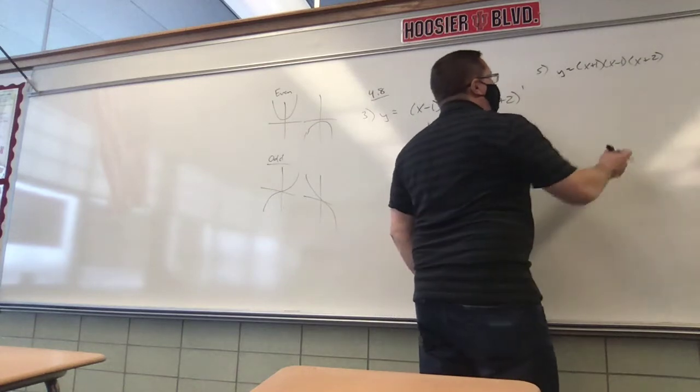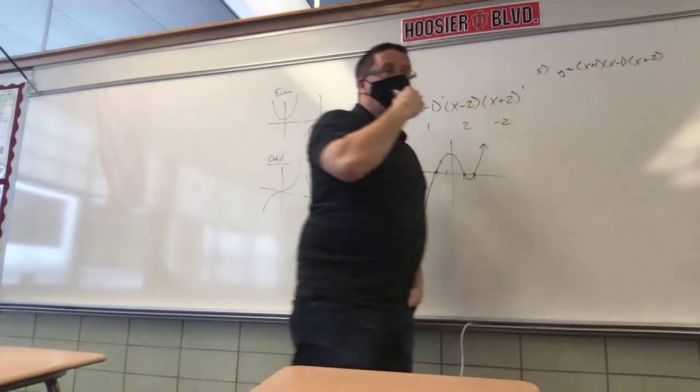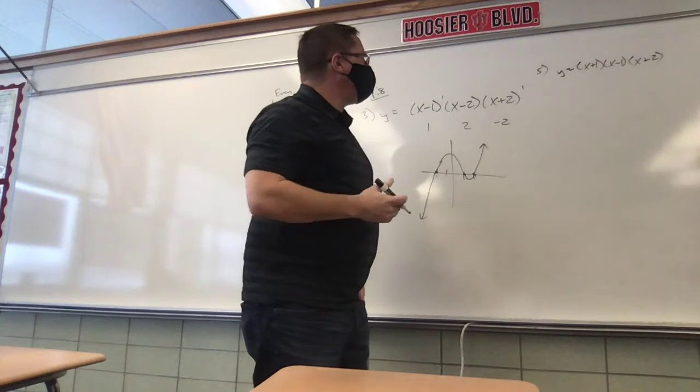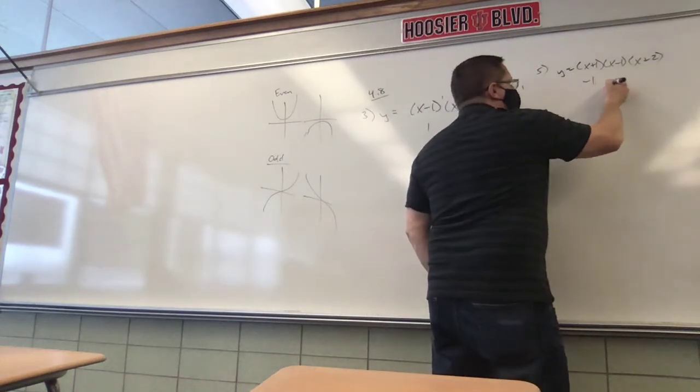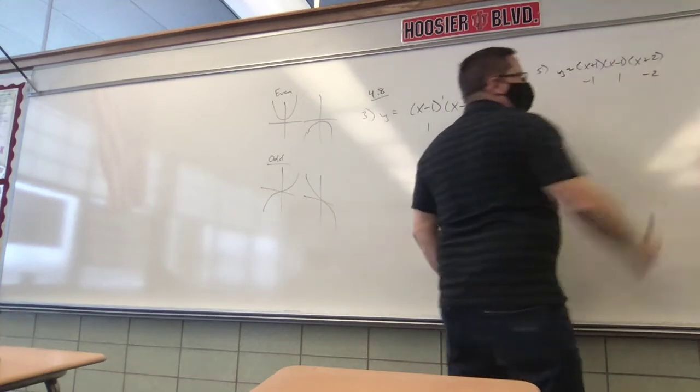All right, so this one right here, it's third degree. Okay, it's going to be third degree, and it's still opening up. There is no negative, so it's going to look very similar to this. But my zeros are going to be -1, +1, and -2.